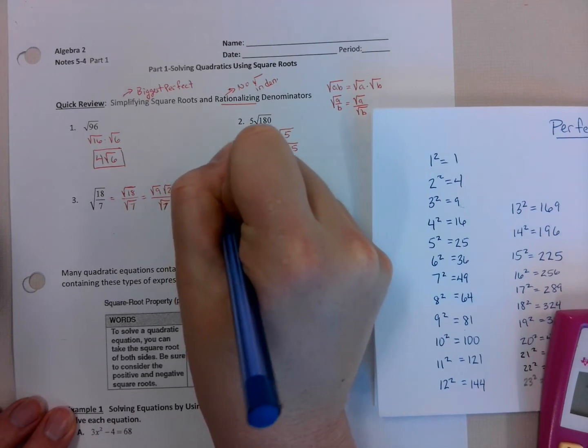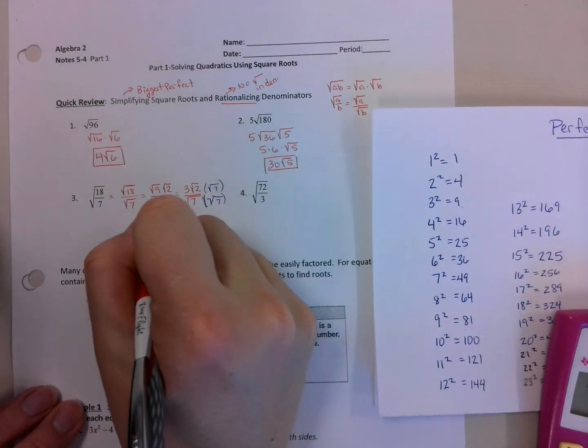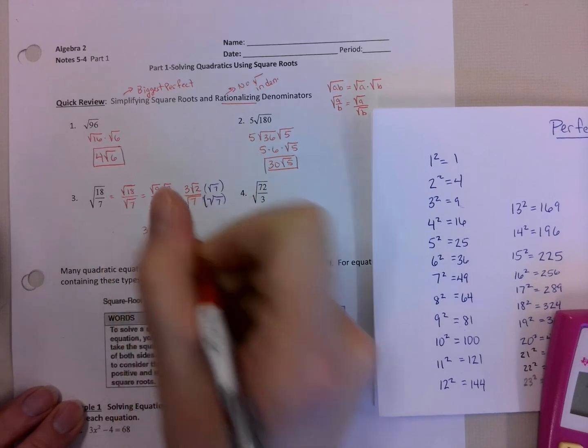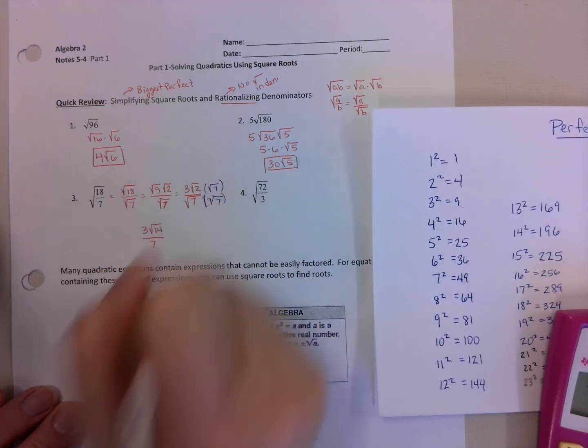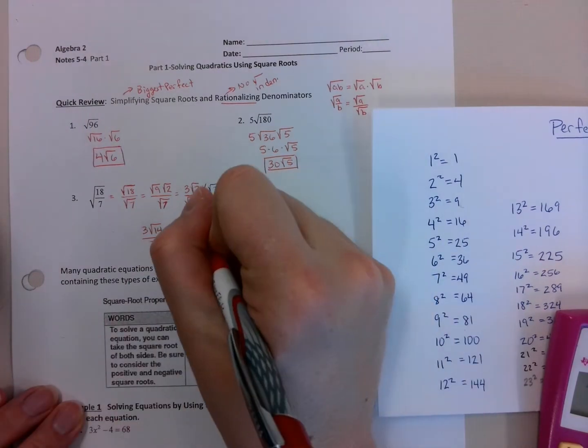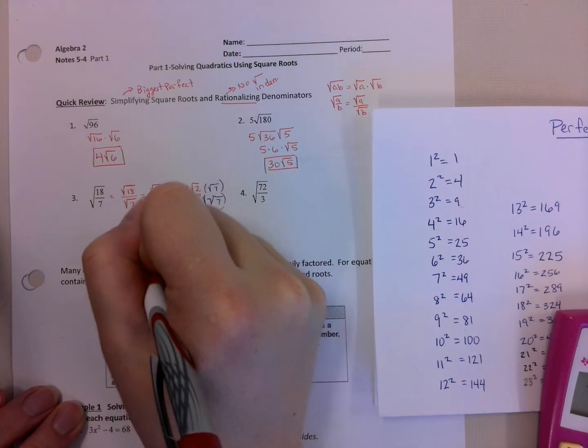Square root of 7. And by doing that, my numerator becomes 3 square root of 14. We're going to put the 2 times 7 together, and the denominator ends up just being 7. And that happens because that is the square root of 49. And that is my final answer.